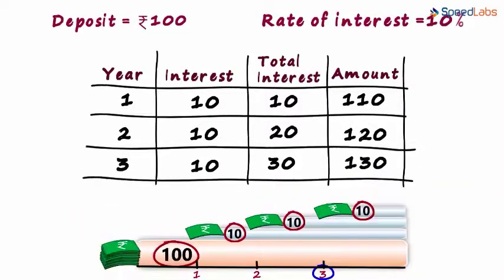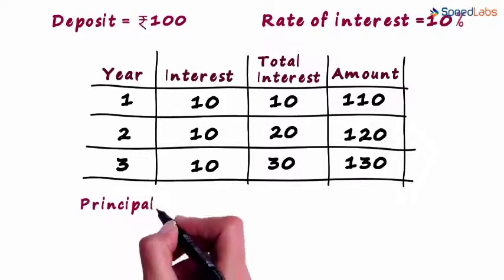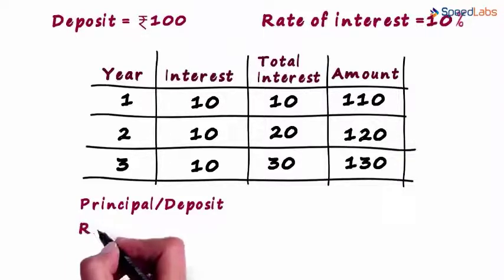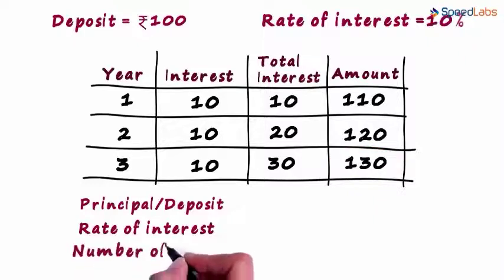One thing is clear, the longer you keep your money with the bank, the more money you get at the end of the period. So what are the factors that the amount is dependent on? Look closely. It will depend on the principal or the initial deposit. More the money you deposit, more will be the final amount. It will also depend on the rate of interest. If instead of 10% the bank offered you 15%, the amount you receive will be higher. And of course, on the number of years you've deposited the money. If any of these factors change, the amount you would get will also change.